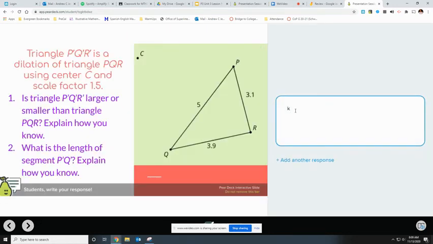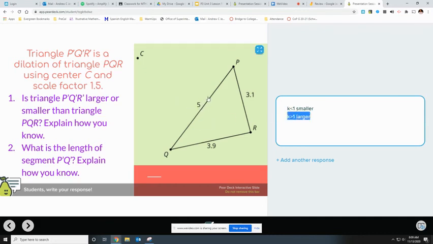So if K is less than 1, then it's going to get smaller. But if K is greater than 1, it's going to get larger. This is a good rule to follow. This is always how it's going to work. If K is less than 1, it's going to get smaller. If K is greater than 1, it's going to get larger. Notice that 1.5 is larger than 1, therefore it's going to get larger.